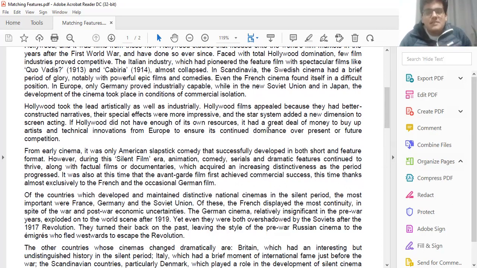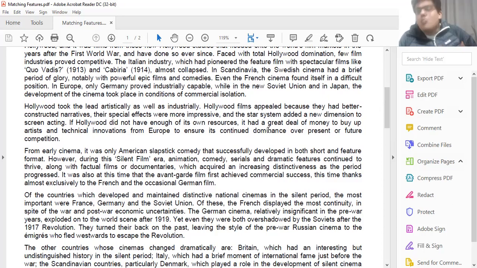distinctiveness. Distinctiveness means a special sort of recognition, a unique mode of, you could say, individuality, and increasing distinctiveness as the period progressed. It was also at this time that the avant-garde film, that's a special type of film, avant-garde, it was at this time that the avant-garde film first achieved commercial success, this time thanks almost exclusively.